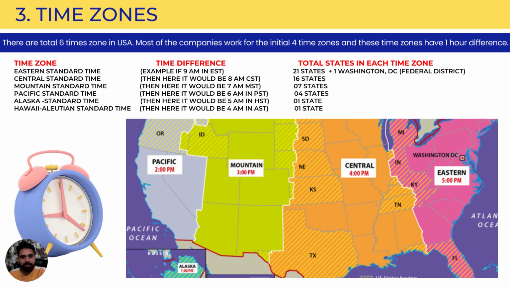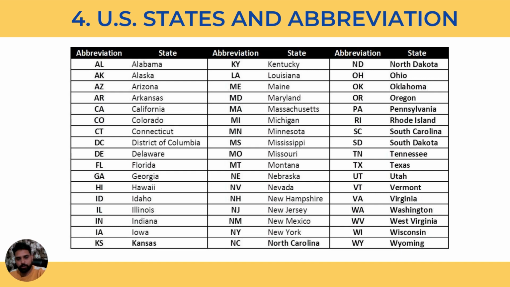There are a total of 6 time zones, 1 hour difference in each and every time zone. Alaska and Hawaii also have a different time zone, 1 hour difference. Now the next topic is abbreviation. Most of the clients use abbreviations, so it is our responsibility to remember those names. We can also Google this, but it is easier to remember. If you read it 2-3 times, you will definitely remember those names.